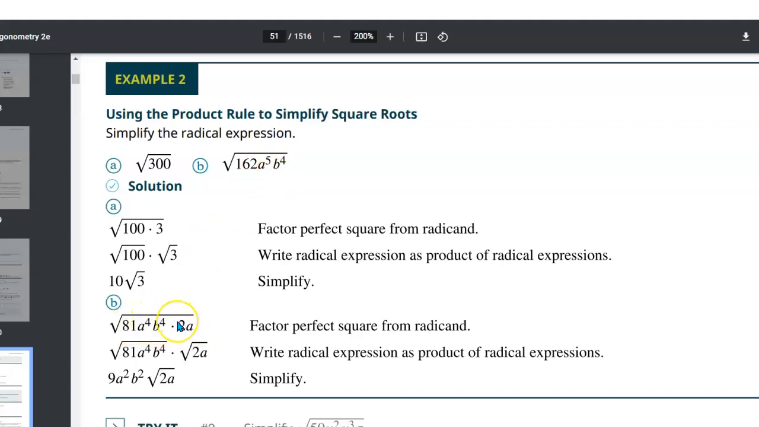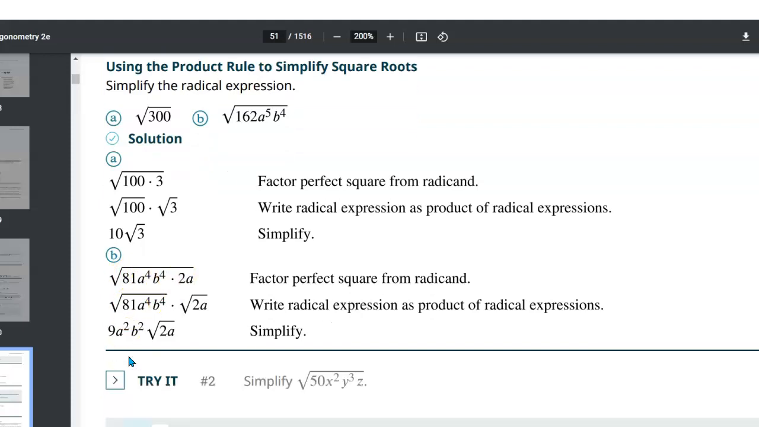Now here's what happens. You divide all the exponents by 2, so when you take it out, now the square root of 81 is 9, right? So the square root of a to the 4th, you divide by 2, that's a squared. The square root of b to the 4th is b squared, in other words, times, now the square root of 2a can't really change. It just is what it is. So there's the final answer: 9a squared b squared times radical 2a.